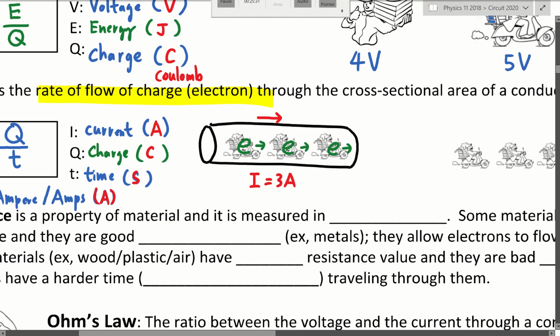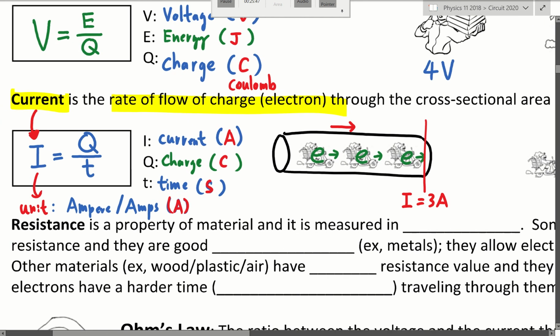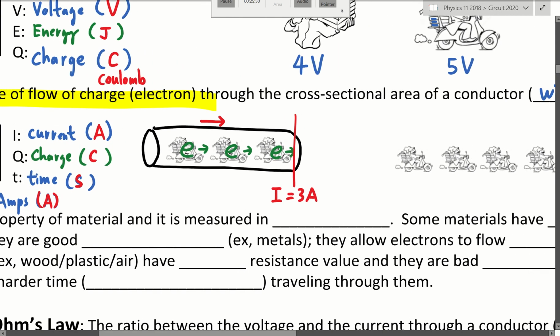So let's say we pick a point in here, and we say, okay, if you wait there for 1 second, how many coulombs of electrons go through you? 3 coulombs of electrons going through that in 1 second. That is 3 amp. So that's what 3 amp means.